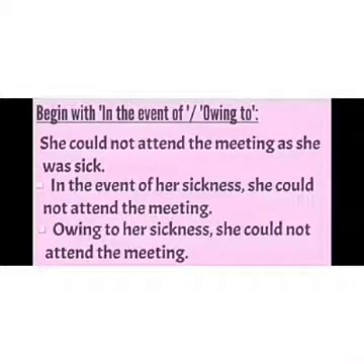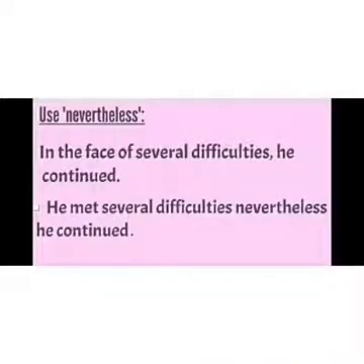Begin with in the event of and owing to. In the event of means if it happens. Now see the example sentence: She could not attend the meeting as she was sick. Now how to use in the event of? In the event of her sickness, she could not attend the meeting, means because of her sickness, she could not attend the meeting. Then: Owing to her sickness, she could not attend the meeting. Now see, her sickness, what's the reason? So in the event of, that is the reason. So sickness is the reason. With a reason you can use in the event of or owing to.